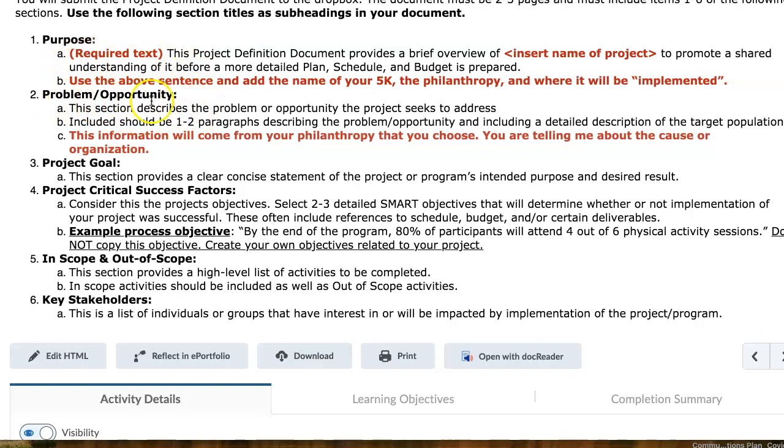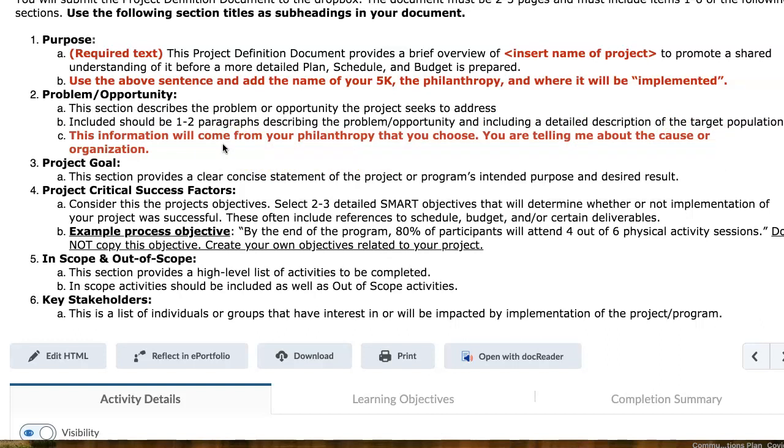The problem or opportunity section. This describes the problem or opportunity the project seeks to address. It should include 1 to 2 paragraphs describing the problem or opportunity and include a detailed description of the target population. This information will come from your philanthropy that you choose. You are telling me about the cause or the organization.